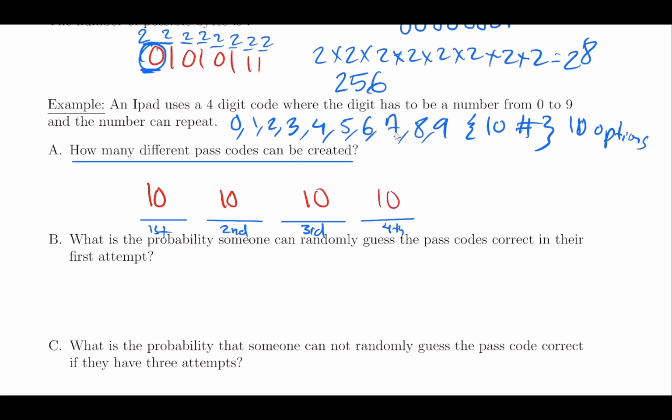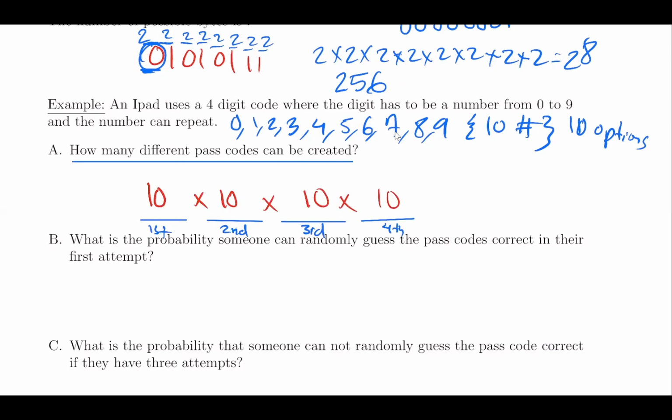Perfect. So once you get all of the options of how many outcomes are possible for each one of those, all you're gonna do is multiply it. So we're gonna say 10 times 10 times 10 times 10.